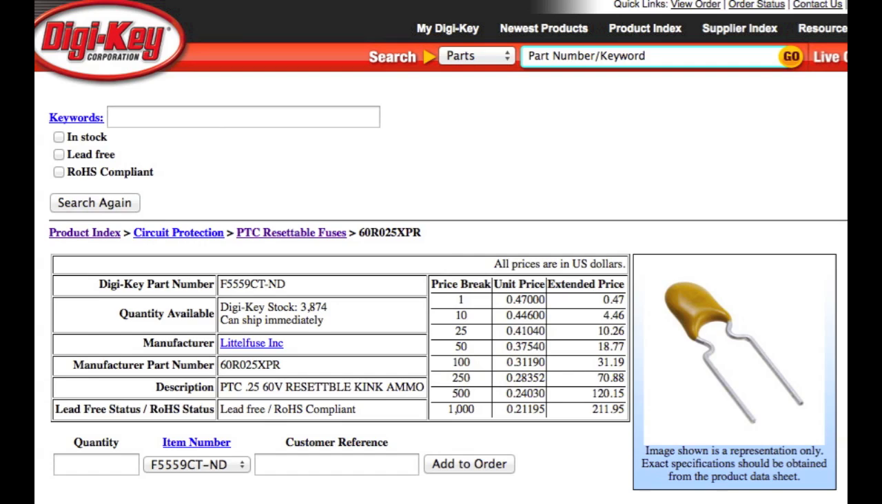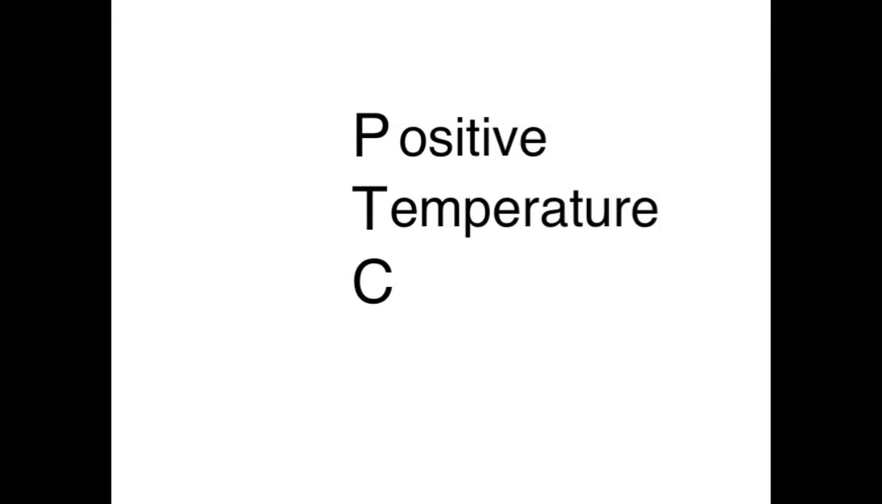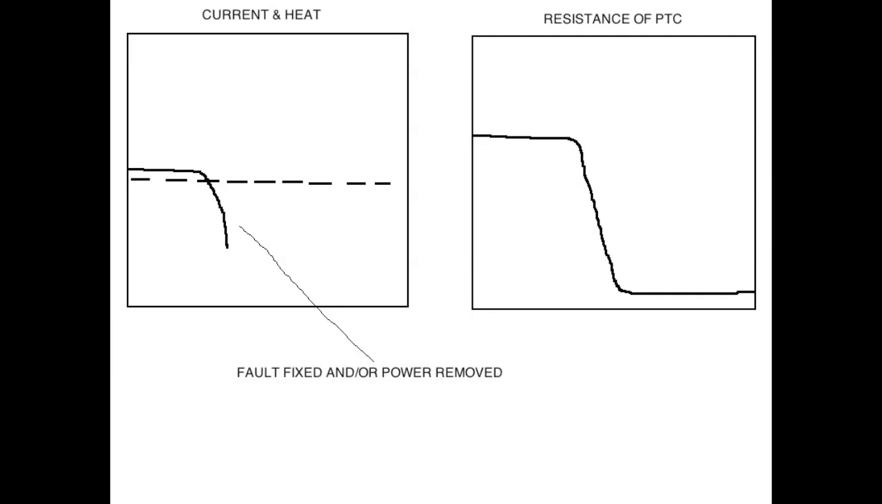At the heart of a PTC is a material that changes resistance based on heat. PTC stands for positive temperature coefficient. The resistance goes up when the heat goes up. When the current goes above the trip current rating, the PTC's resistance rises substantially, limiting the current. When the fault is fixed or the power is removed, the PTC cools down and the resistance returns to normal. In other words, the PTC actually resets itself.